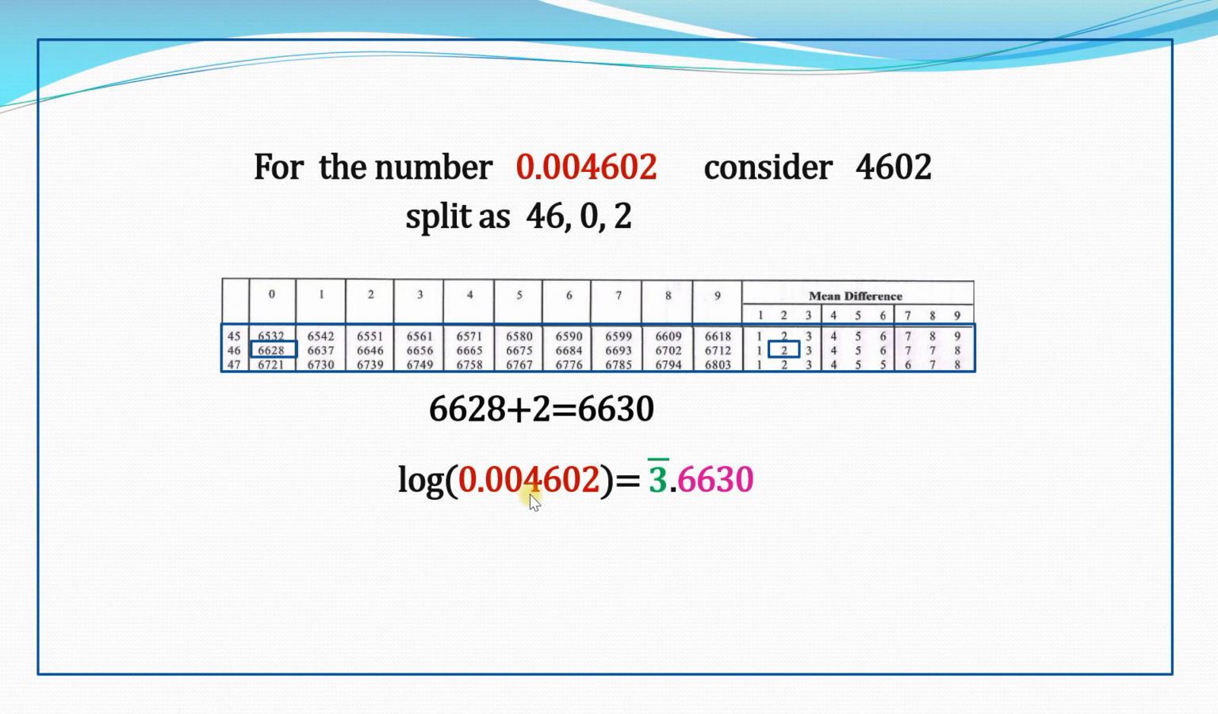You know this number is greater than 0 and less than 1, so you have to count the number of zeros after the decimal and before the first significant digit. So 2 zeros are there, add 1 to it and take the negative sign. So minus 3 you are going to write as bar 3, put the decimal point here and write 6630, and that's the logarithm of this number.